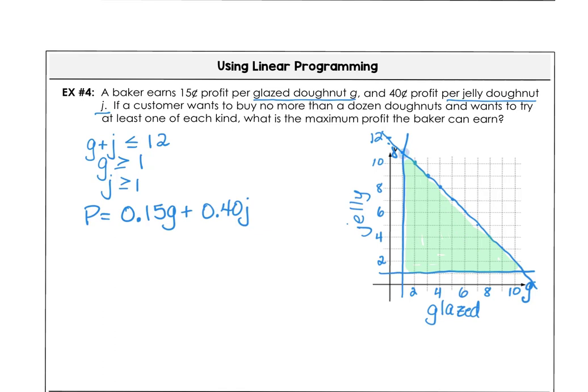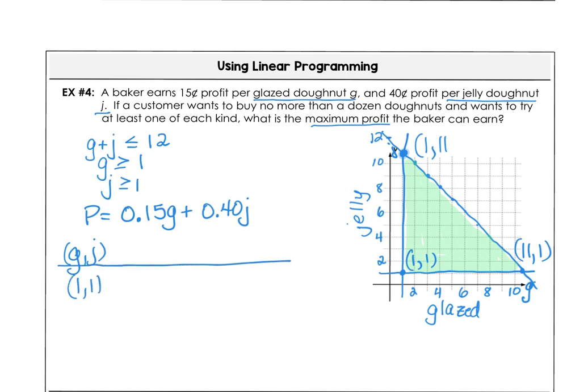So the vertices are going to be this ordered pair here, 11 on Y and 1 on X. Whoop, getting ahead of myself. So (1, 11). This one is going to be (11, 1). And this vertex would be (1, 1). So we're looking for a maximum profit. And our glazed and jelly vertices are (1, 1), (1, 11), and (11, 1).